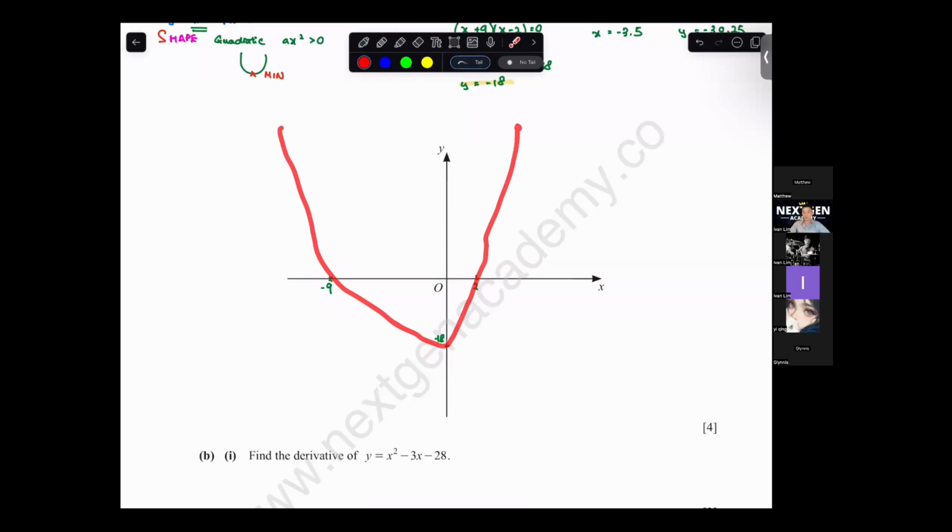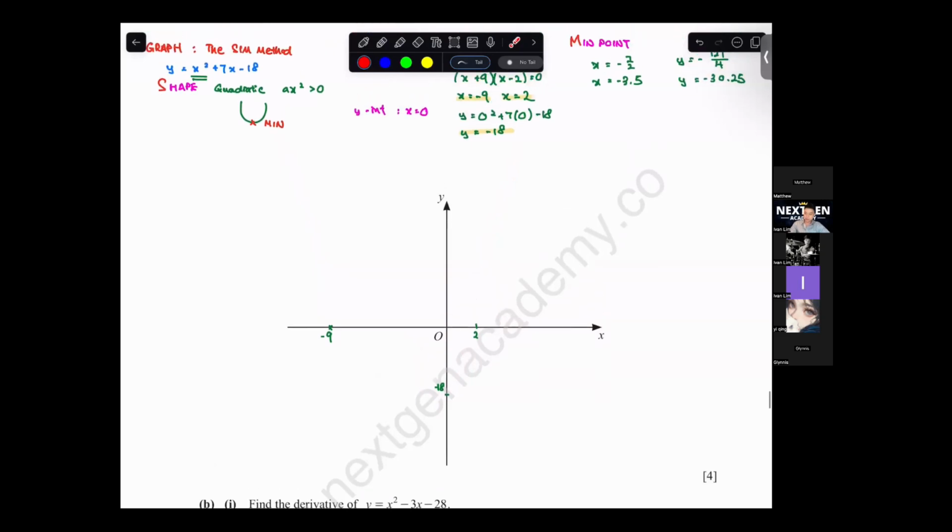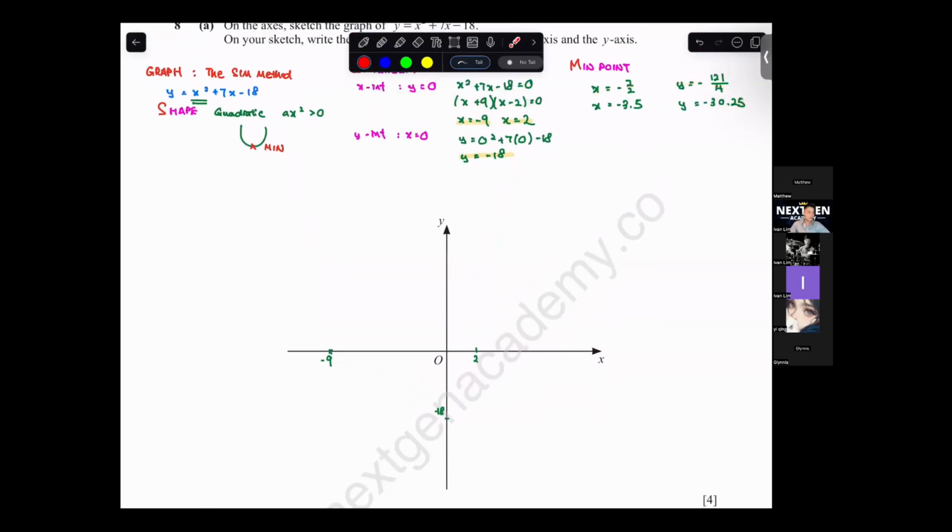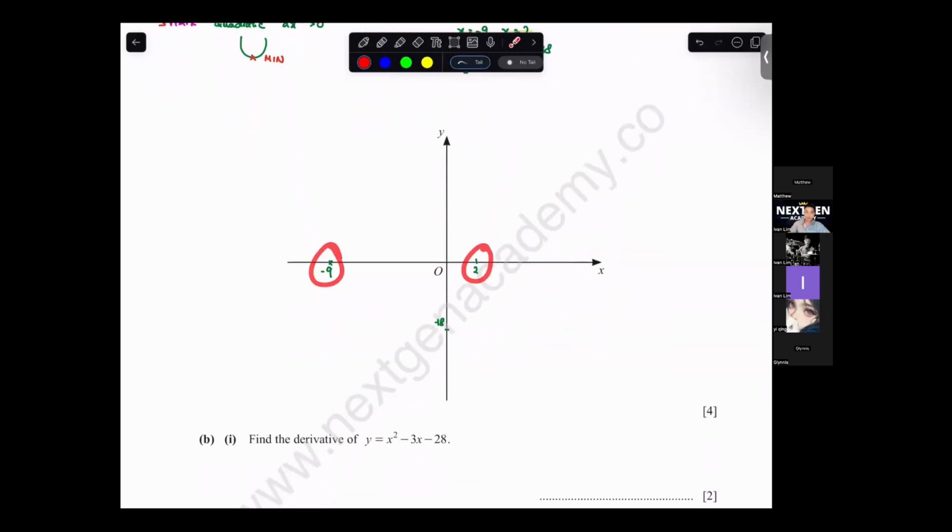Is this true or not? Is this fact true or not? No, right? You don't have to force it over there, because in fact, just now when you found this one. But let's just say you didn't find this negative 3.5, negative 30.25. How do I know where is the minimum point or the maximum point? You need to remember this. For a quadratic, it is normally in between the two roots.